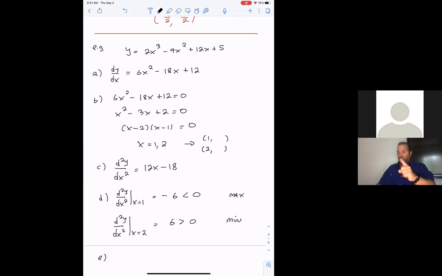So if I plug 1 into the original, 2 minus 9 is negative 7. Negative 7 plus 12 is 5. 5 plus 5, I get 1 comma 10. And if I plug in 2, 2 cubed is 8 times 2 is 16.